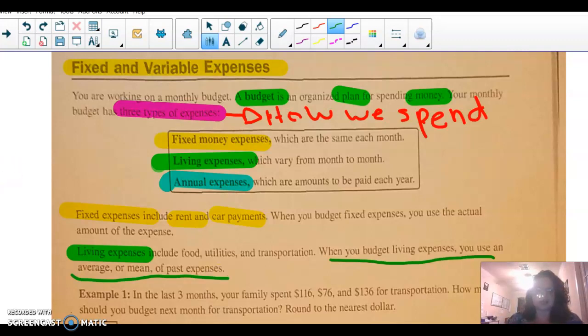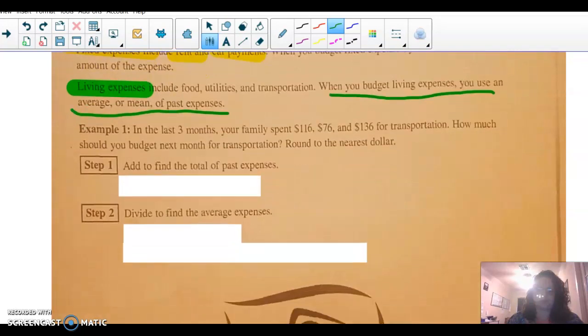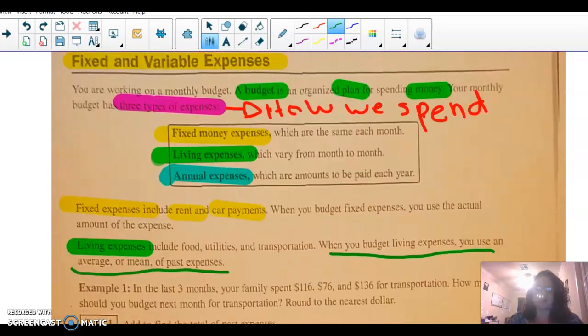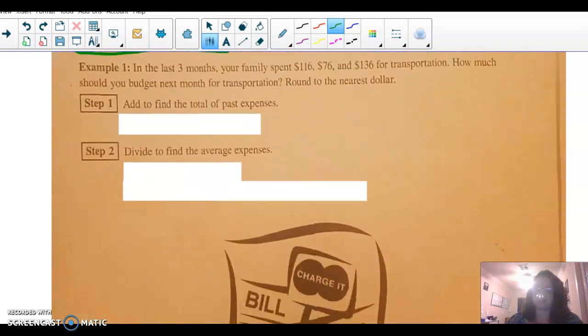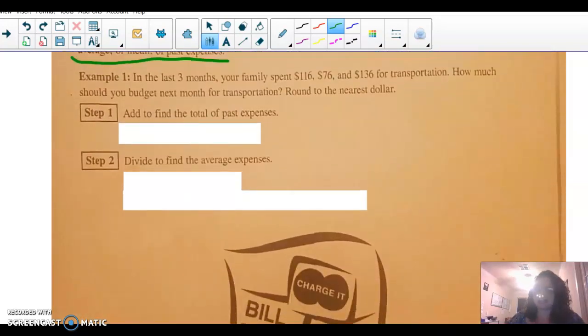Okay, so let's look at an example. And again, we're finding a variable expense, an expense that's going to change. It says in the last 3 months, and I'm going to underline 3 because we need that information to do an average, your family spent $116, $76, and $136 for transportation. So how much should we budget for the next month? And we're going to round to the nearest dollar.